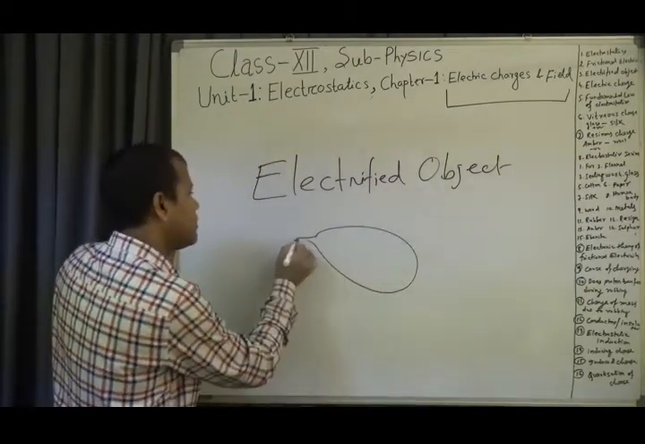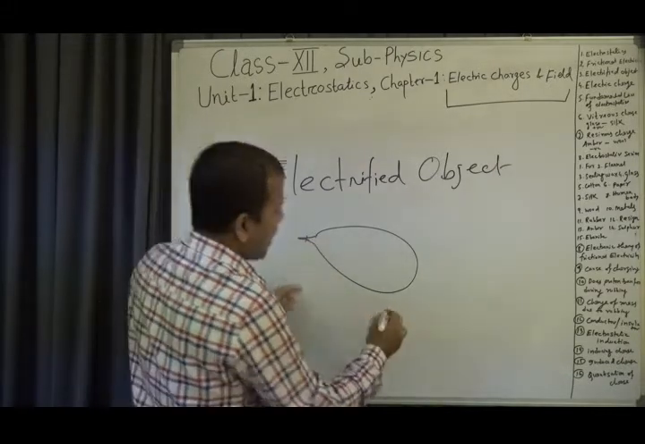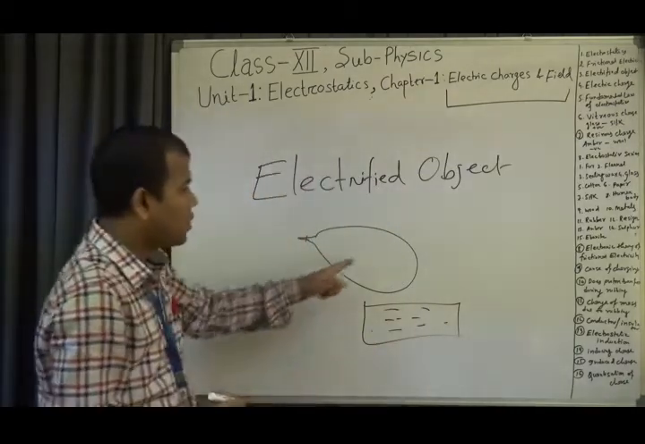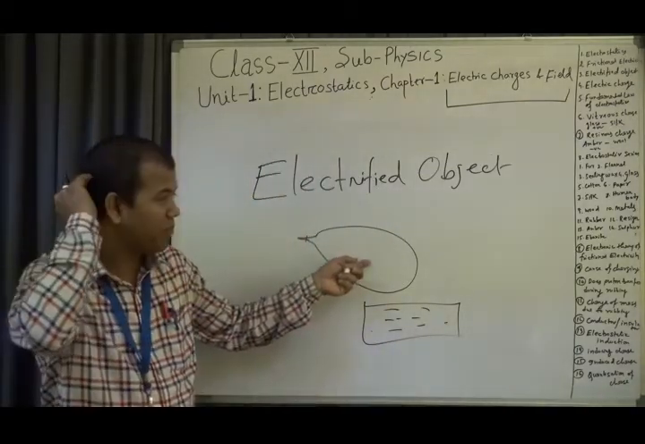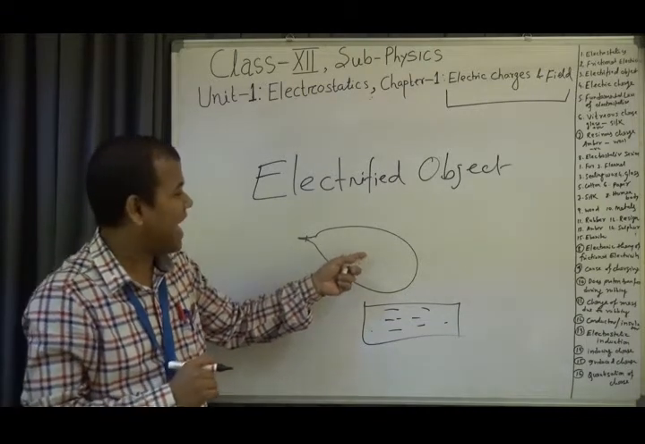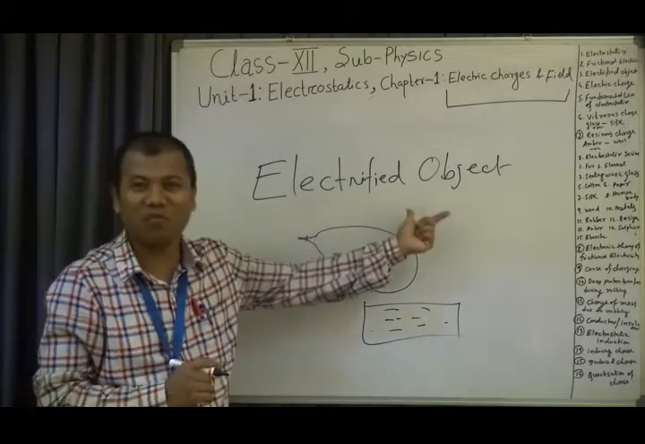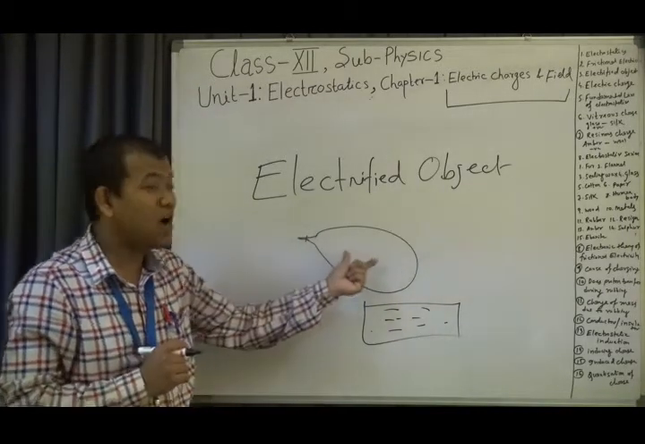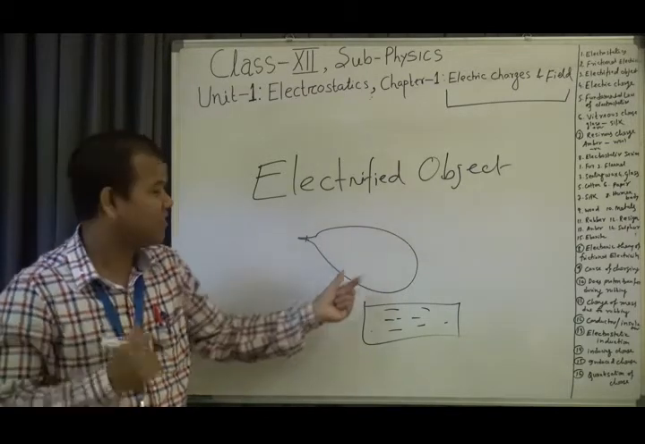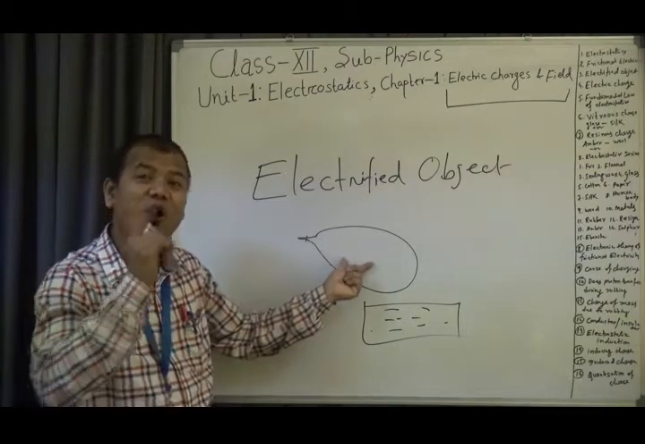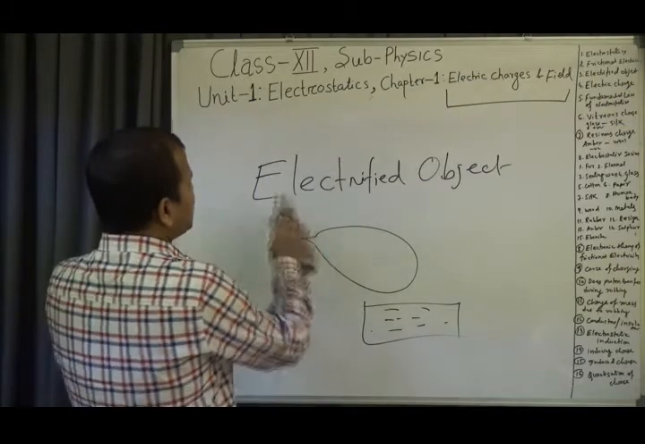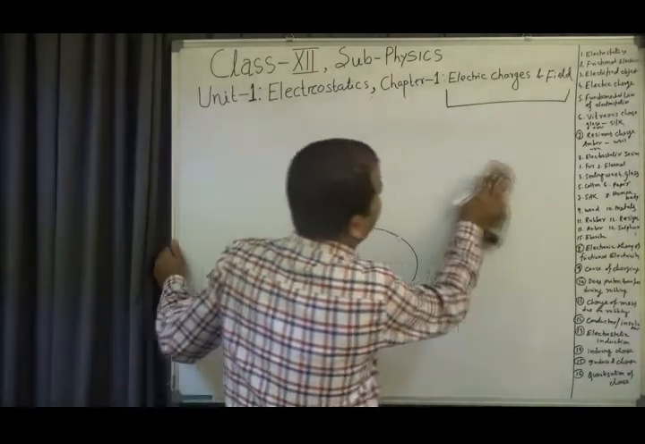So this is the balloon, and here were the paper beads. Whenever I rubbed the balloon with my hair, that balloon acquired some charges. And that balloon is said to be an electrified object. That means the object which acquires some charges by rubbing is called an electrified object. Okay? Now, I told you about the electrified object.